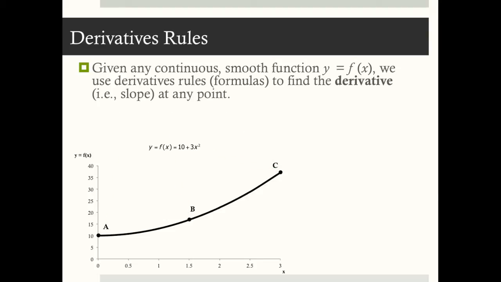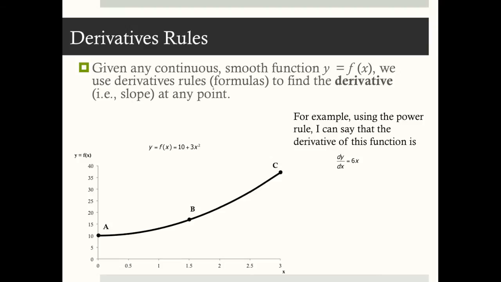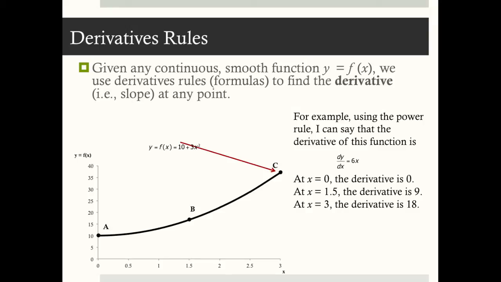So this curve is y is equal to 10 plus 3x squared. So for example, using what's called the power rule, I can say that the derivative of this function is 6x. So for example, at x equals 0, the derivative is 0. At x equals 1.5, the derivative is 9. And at x equals 3, the derivative is 18.